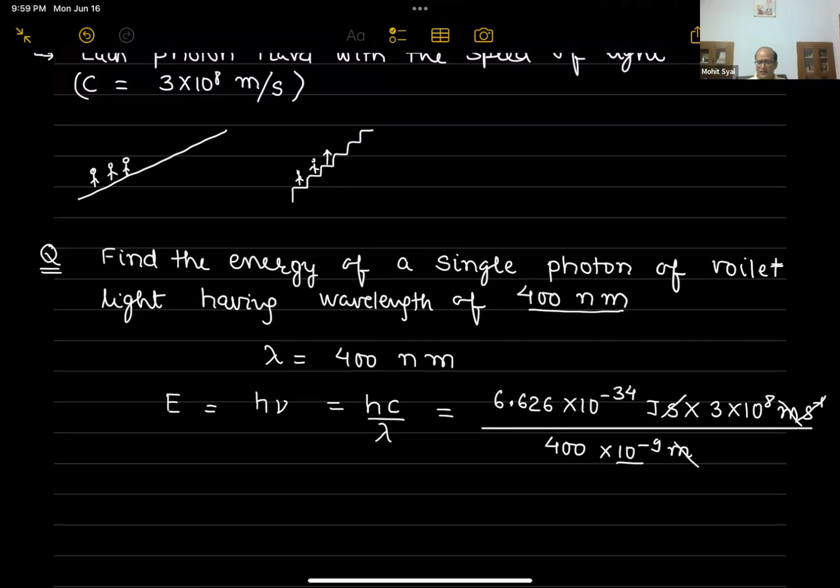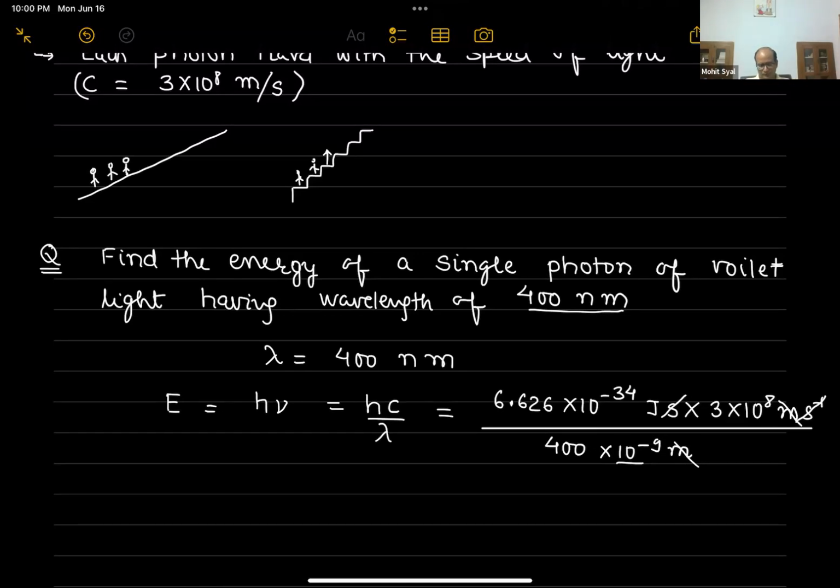The meter will get cancelled and you will have the final unit of energy as joule, but that joule is going to be very small because you have 10 to the power minus 34 present in the numerator. Is it clear? It's a very small value, and obviously that is going to be very small because you are talking about the energy of a single photon. It is such a small particle that you can't even see it. You can't see it by any means; experiments tell us that it should be there.